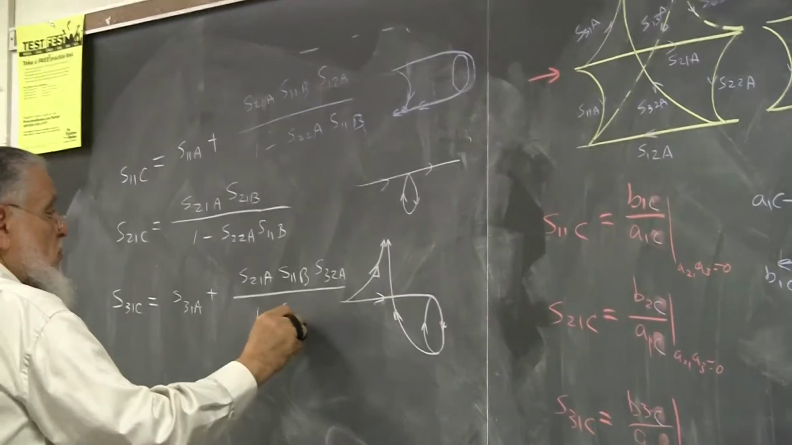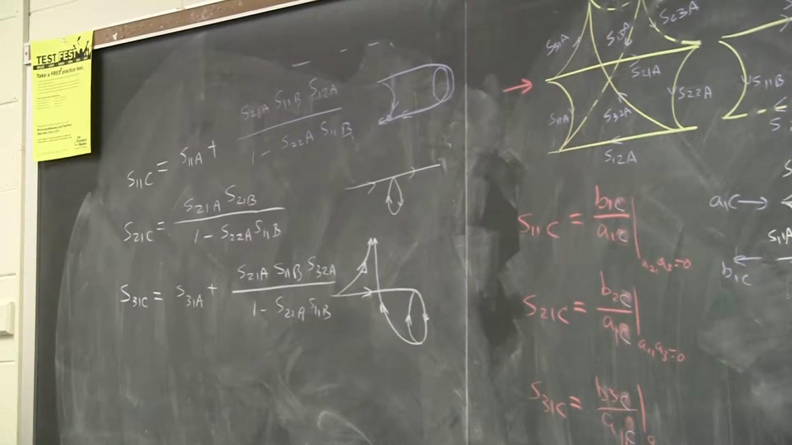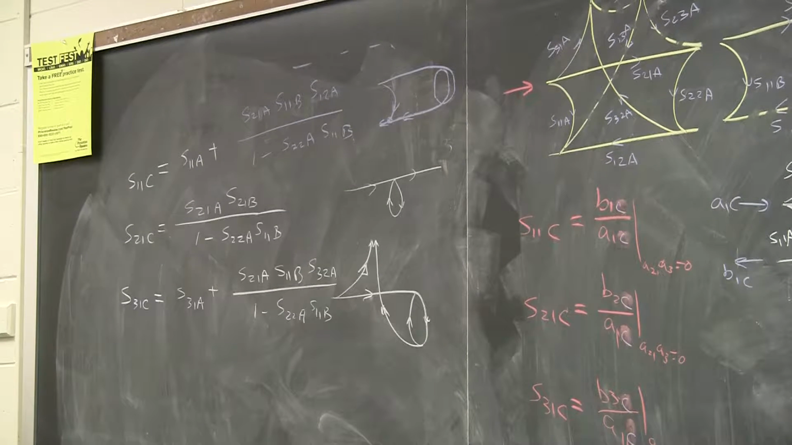minus S22A, S11B. Okay? You got the idea? Next, if you want to get the rest of them, you just kill the other two signals and leave one at a time and get the column that corresponds to them.